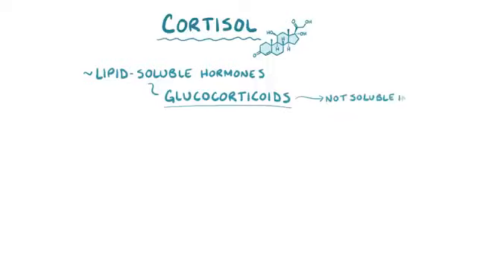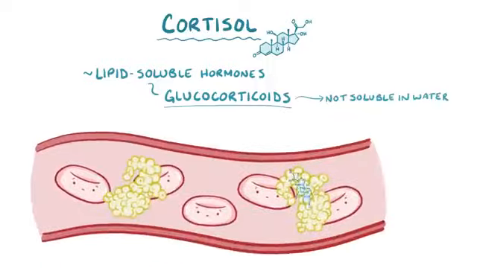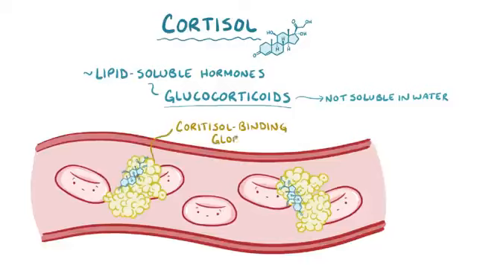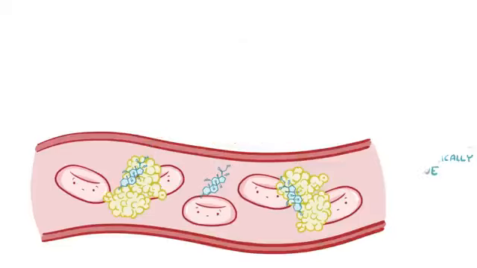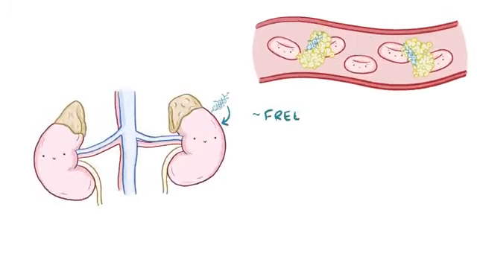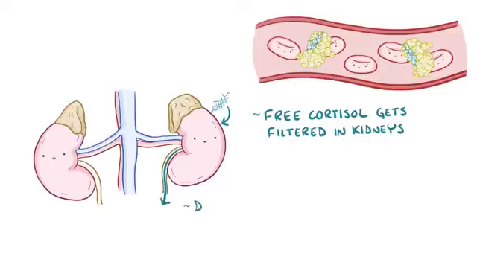Glucocorticoids are not soluble in water, so most cortisol in the blood is bound to a special carrier protein called cortisol-binding globulin, and only about 5% is unbound, or free. In fact, only this small fraction of free cortisol is biologically active, and its levels are carefully controlled. Excess free cortisol is filtered in the kidneys and dumped into the urine.